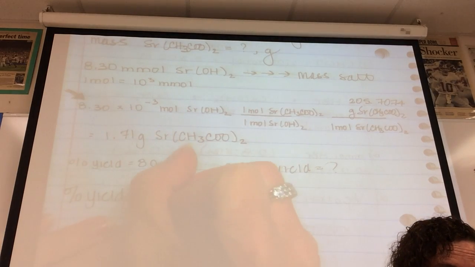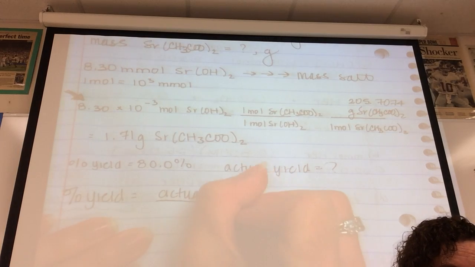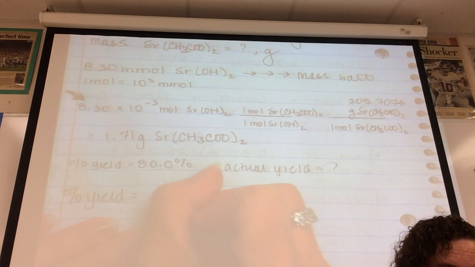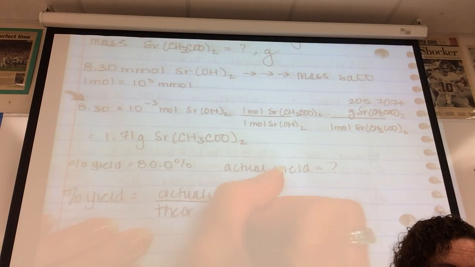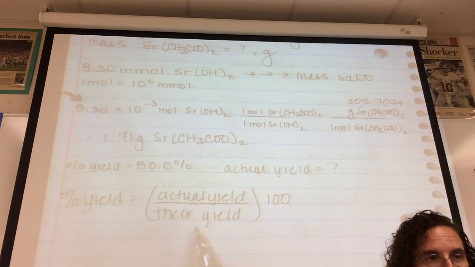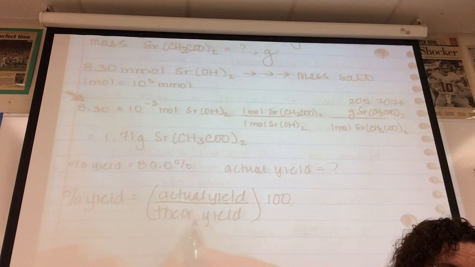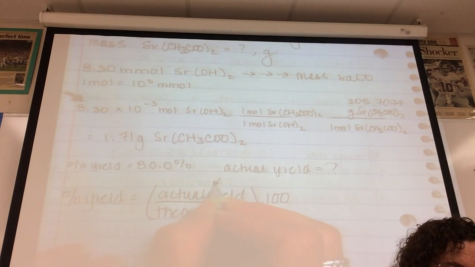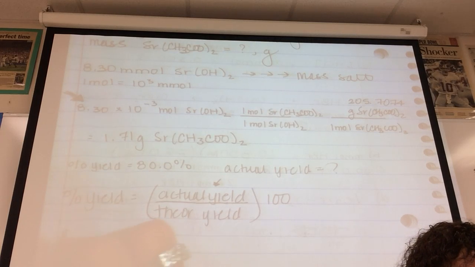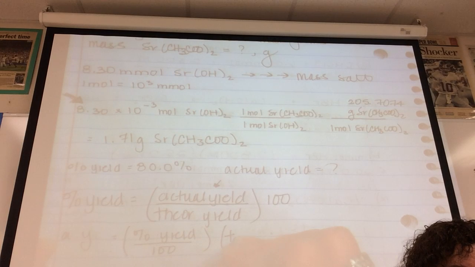So it's actual yield over theoretical yield. This is good review, not only for your test, but also for your semester exam. You're going to see a lot of stoich. It's actual yield over theoretical yield times 100. So if I'm solving for the actual yield, then that's going to be the percent yield over 100 times the theoretical yield.